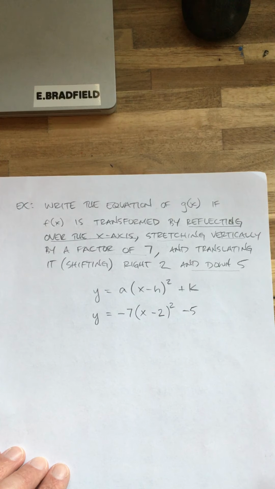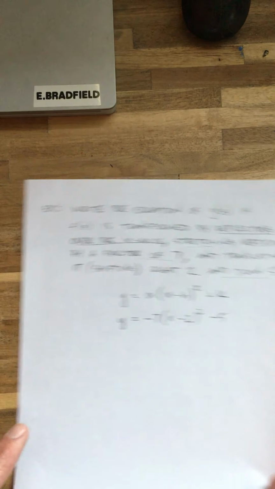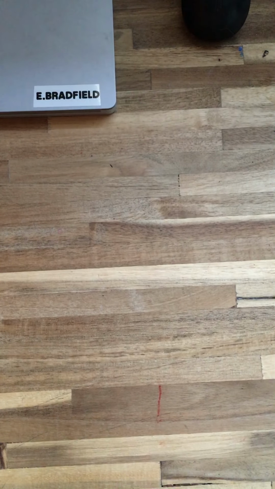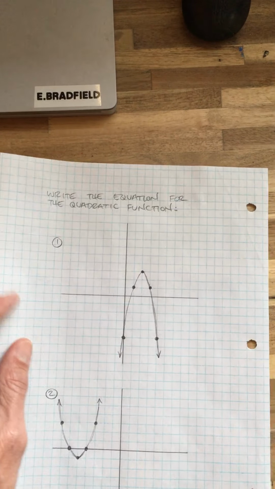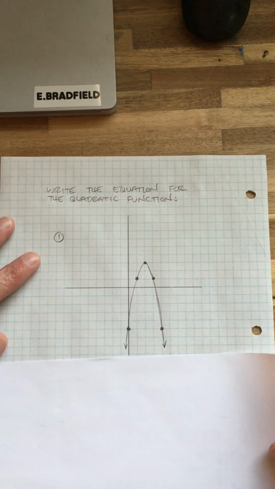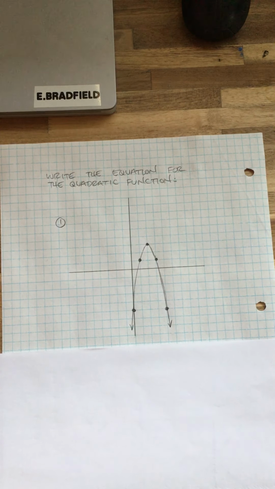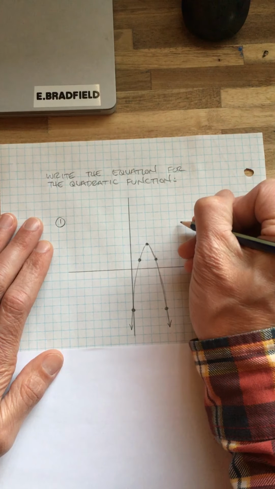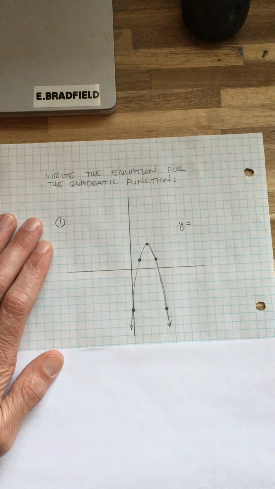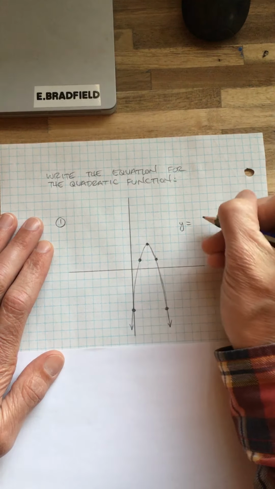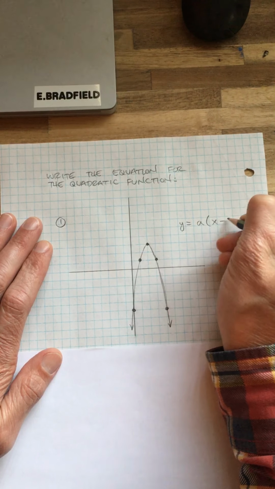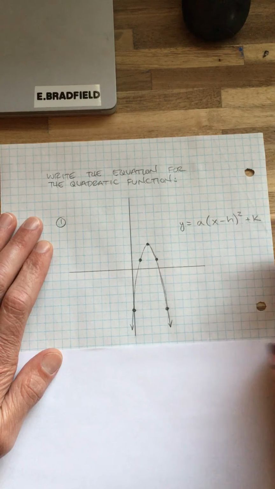All right, there's that. Now let's practice writing some equations as promised. I'll let you guys copy this first one here. We're going to write the equation for the quadratic function. All right, and here we go. It's going to be y equals, right? Remember, it's always a, parentheses, x minus h squared plus k, right?